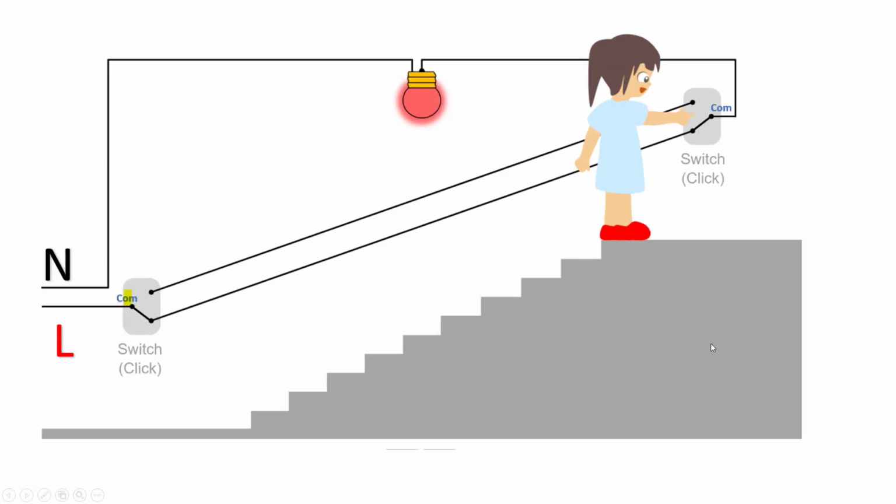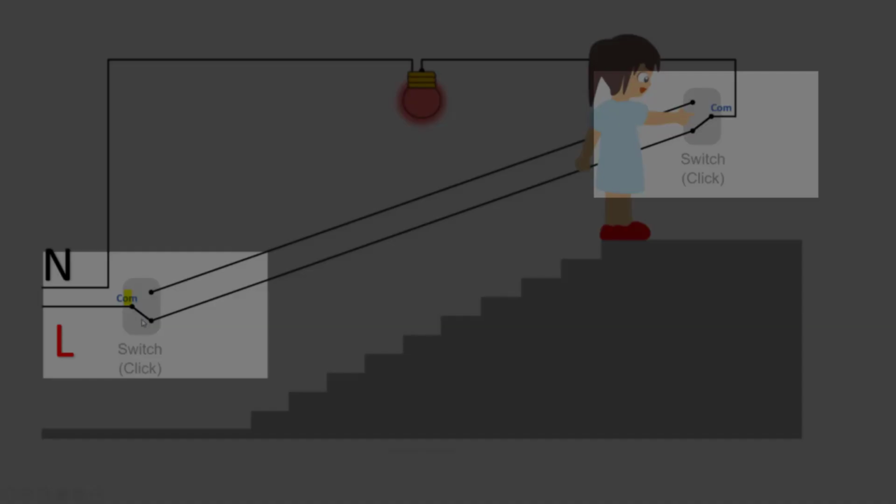The last part of today's video is how to connect the circuit. In each switch there are 3 terminals: a common terminal, and 2 other terminals. The first step is to connect the terminals of each switch to each other.